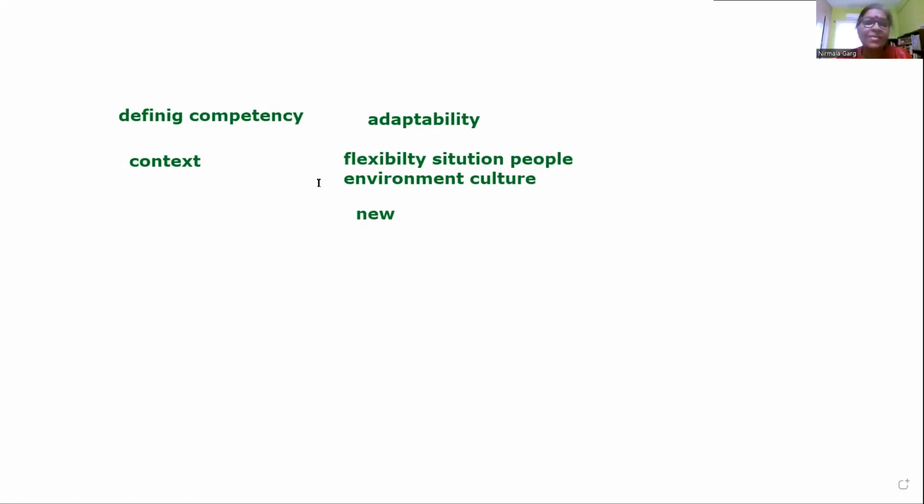Having said that, when I said defining competency, the adaptability definition, now I said we need to write the behavior indicator. What does this mean? What is the behavior indicator?